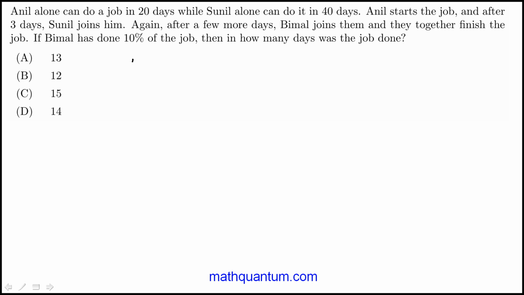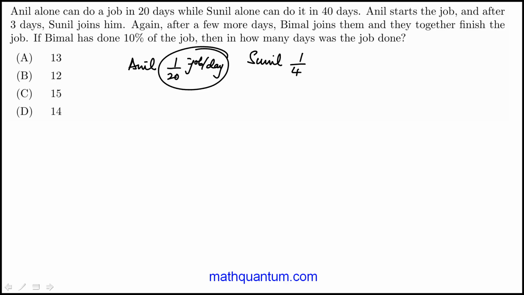Here, in terms of rates, Anil's rate is 1/20th of a job per day. I always do these questions by writing their individual rates, and that for Sunil would be 1/40th of a job per day. Now, Anil starts the job and he spends 3 days. So that means he would do 3 times his rate, or that fraction of a job.